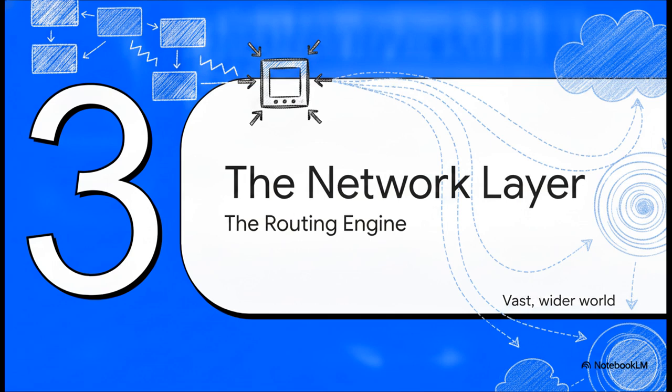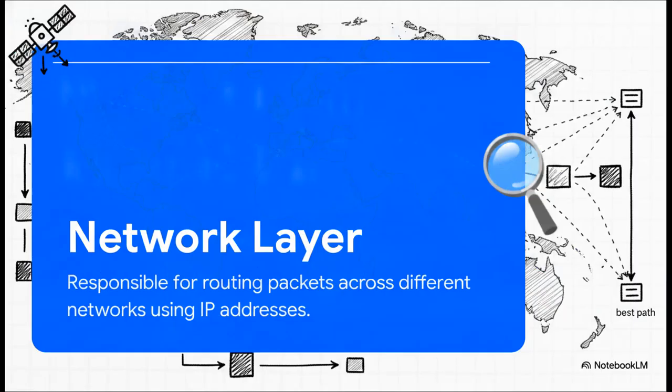Section 3, the network layer, the routing engine. All right, your data has been formatted and chopped into blocks. Now, it needs to leave your application's domain and find a path out into the wider world. Enter the network layer. This layer is responsible for routing these newly created packets across different networks and figuring out the absolute best path based on the destination address. It handles logical addressing, specifically your IP addresses.